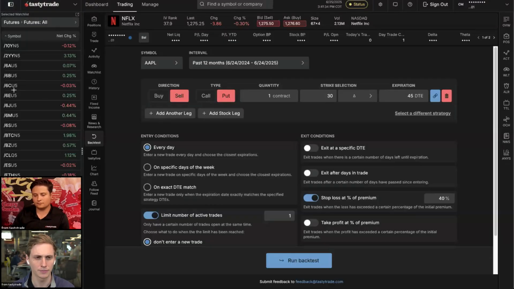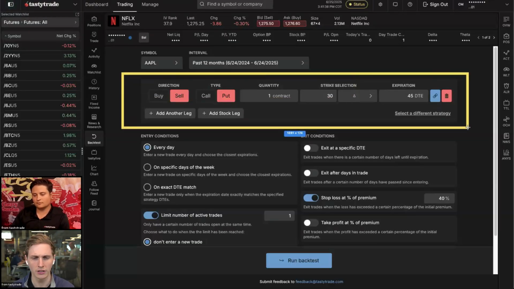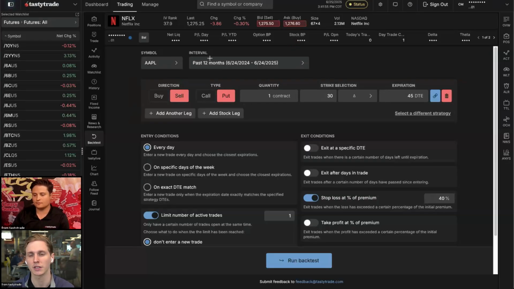So at the top here, we have our strategy that we can start building. So right now we have the direction where we're going to be selling this put. We can set the quantity of contracts. In this example, we're just going to keep it simple and trade one contract. And then the next part, this is where you can get a little more specific on how you want to test your strategy, is the strike selection. So by default, it's going to set it to deltas.